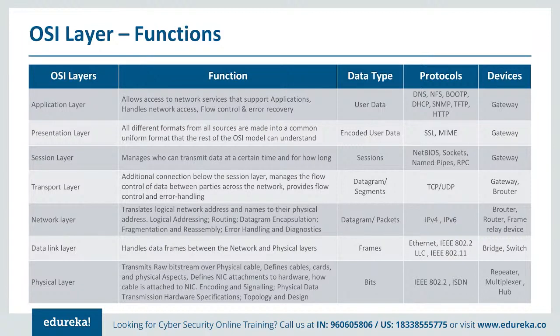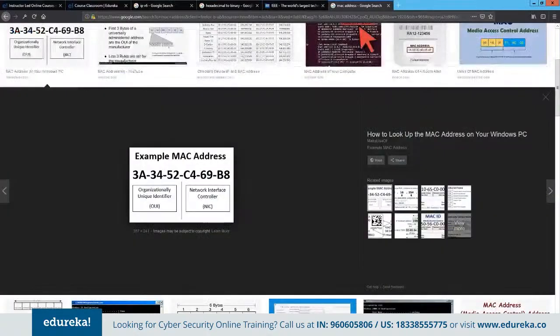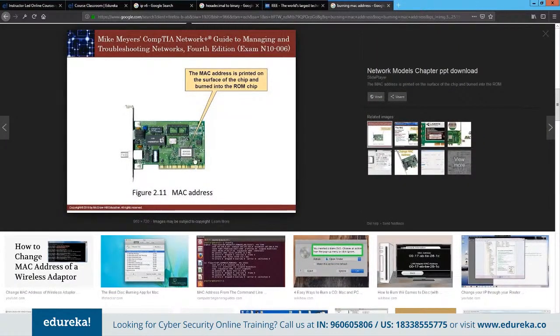The physical address, the MAC address, is created while manufacturing the device and it is hardware built. There are multiple capacitors which will be burned when manufacturing. This is how a MAC address looks like: 3A, 34, 352, 6C4, 69. These MAC addresses are embedded on the network device. This is a network interface card where you can see the MAC address printed, but actually it is not a printed one. It will be a burnt-in address.